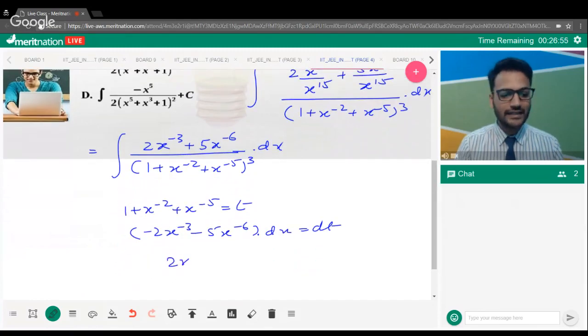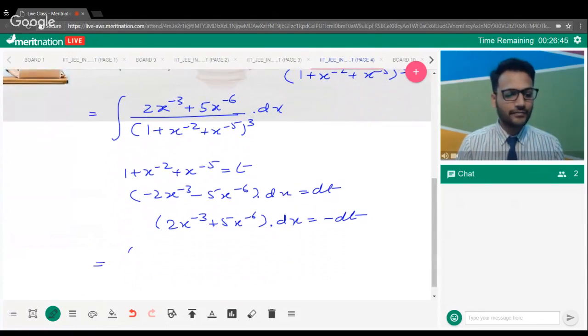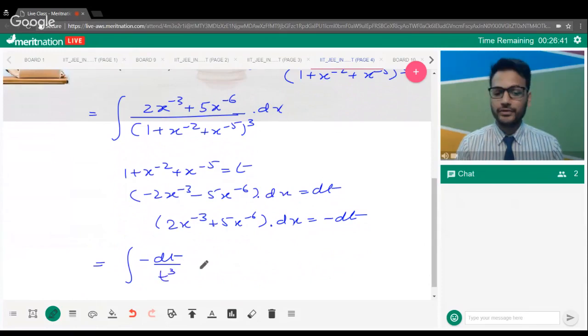We just need to take a negative common. That is it. 5x to the power minus 6 dot dx. This can be replaced by negative dt. Hence, what we have eventually over here is, it is negative dt upon t cube, right? So you can write it as negative t to the power minus 3 plus 1. I hope you know that. Minus 3 plus 1 upon minus 3 plus 1 plus c, right? So this turns out to be negative.